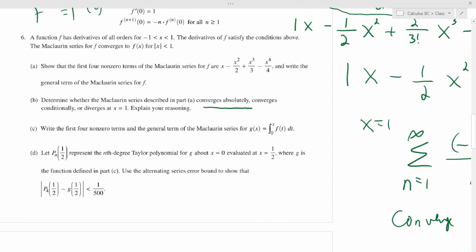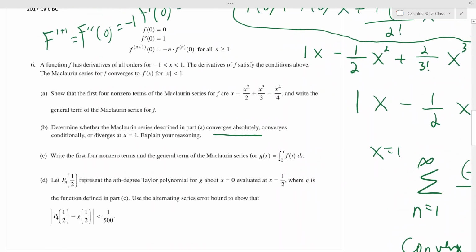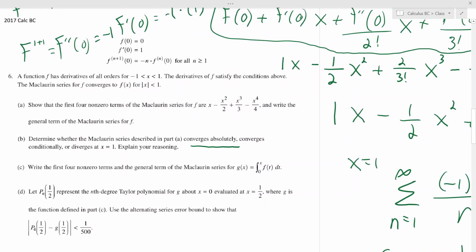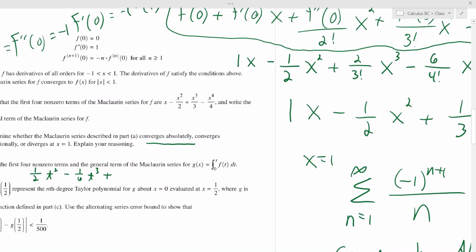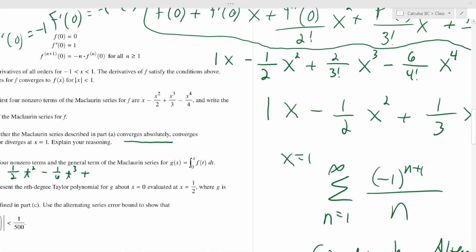C says, write the first 4 non-zero terms of g of x, which is just the integral from 0 to x of f. Since we already have a series for f way up here, if you integrate those terms with a t in them, you're going to get 1/2 t squared minus 1/6 t cubed, plus 1/12 t to the 4th. And we want the general term too, okay?